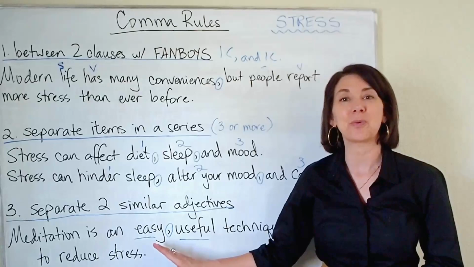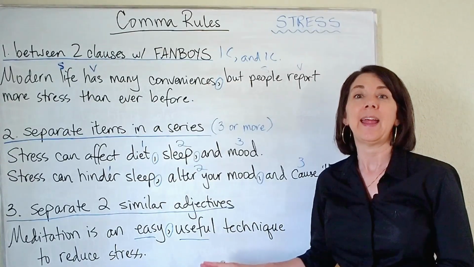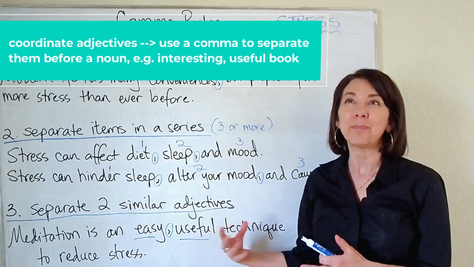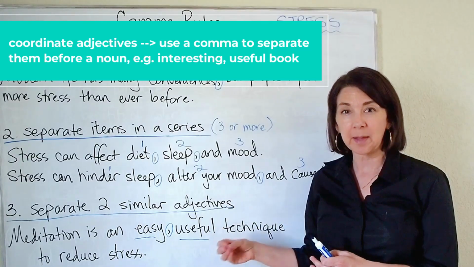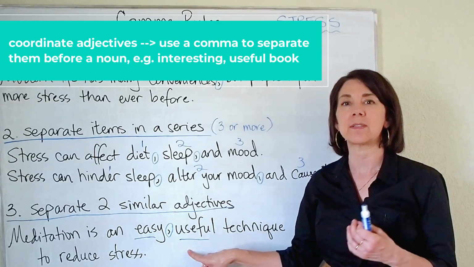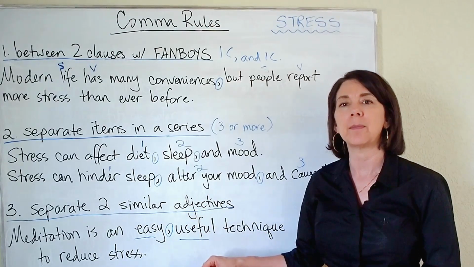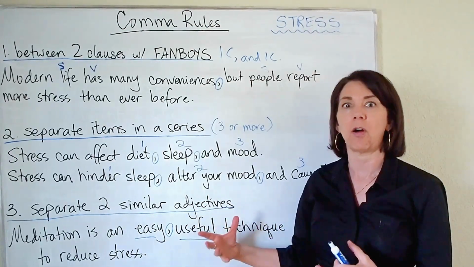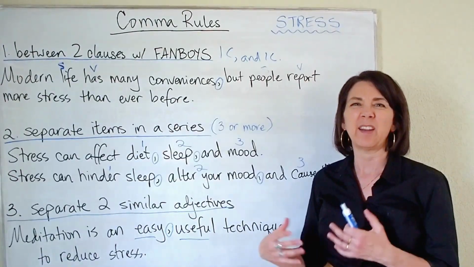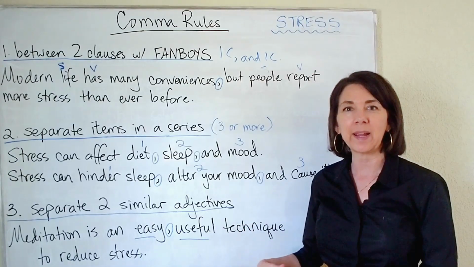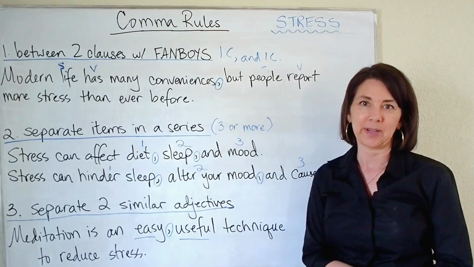So here these coordinate adjectives are both describing technique, and they are basically similar types of adjectives. What would be a different type of adjective is if one of them was a nationality, like American, or if one of them showed size, like large. But here these are both describing technique, and they are describing the quality in a similar way, so we're going to use a comma to separate them.